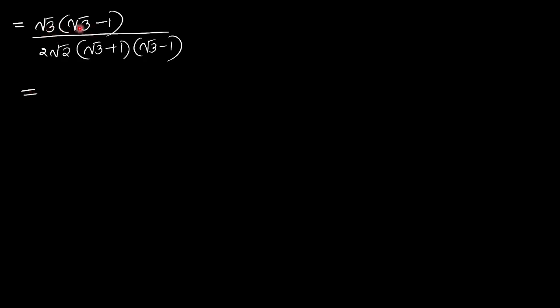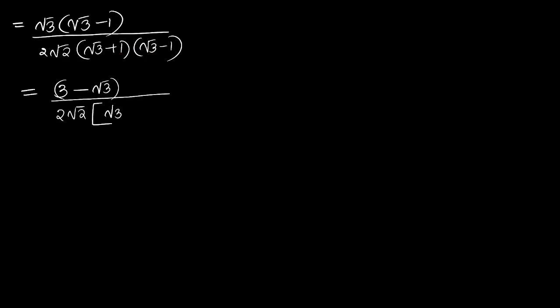You can take root 3 inside the bracket in the numerator, but it is not an important step. Root 3 into root 3 will be 3. Is that correct? Root 3 into root 3 will be 3. And root 3 into 1 will be root 3. 2 root 2. If it is 5 marks and the weightage is more, you must write all these steps. This is a plus b into a minus b. You agree with me? This is a plus b into a minus b, a square minus b square.